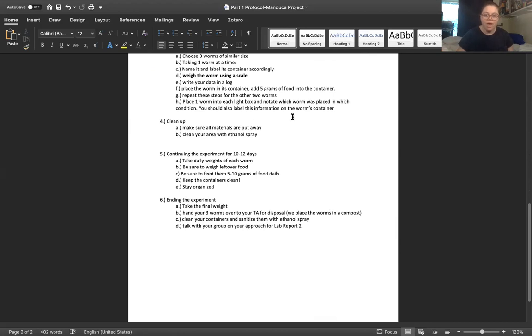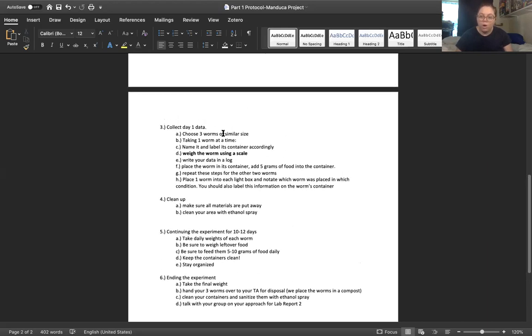So after you have set up basically your experiment, you'd go back and you'd clean up your area. You'd spray it down with ethanol and wipe it down, because again, keeping everything clean is really essential in this lab. You make sure all your materials are put away, like your scale and things like that. And then you'd continue that for the next 10 or 12 days. So the next day, let's say you were in my Monday class, you would need to come in on Tuesday and then Wednesday and then Thursday and Friday. But let's say you came in on Tuesday as your day 2, you would need to repeat these steps up here. You'd grab one worm at a time.